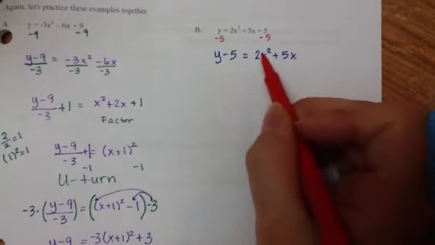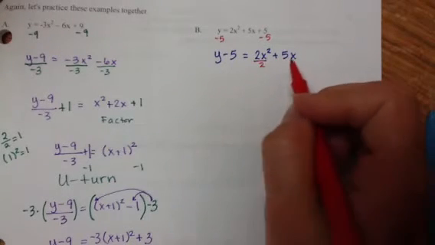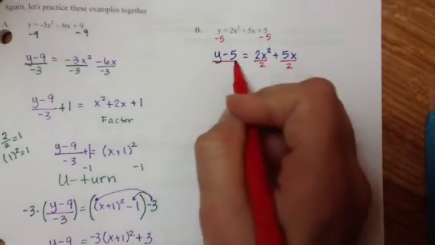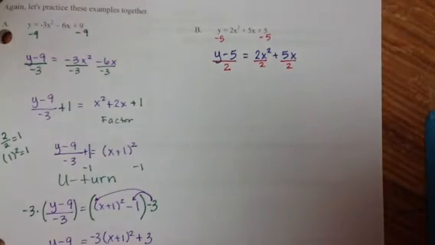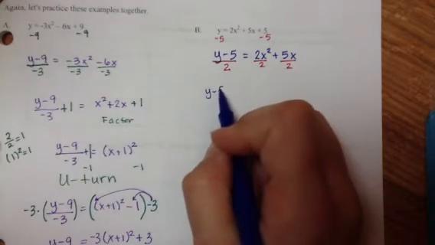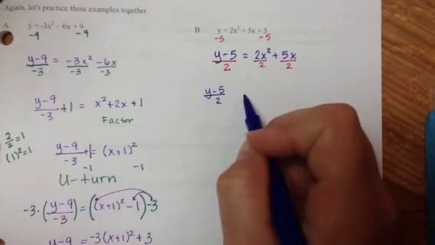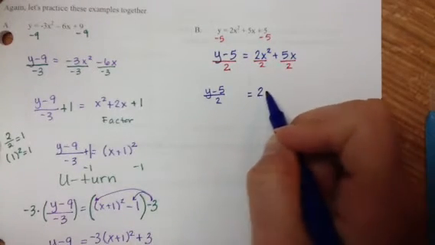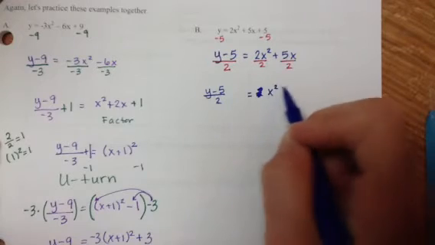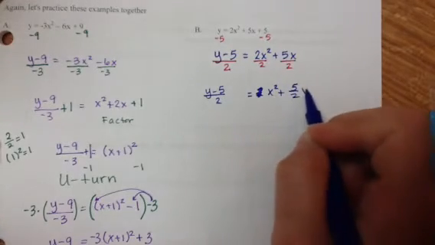Next thing, I'm going to divide by my 2. So divide by 2, divide by 2, divide the whole side by 2. So y minus 5 divided by 2 equals, whoops, no 2 there anymore, x squared plus 5 halves x.